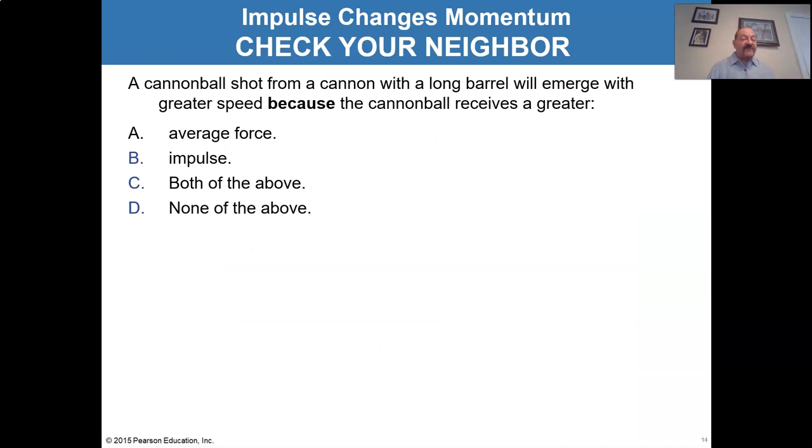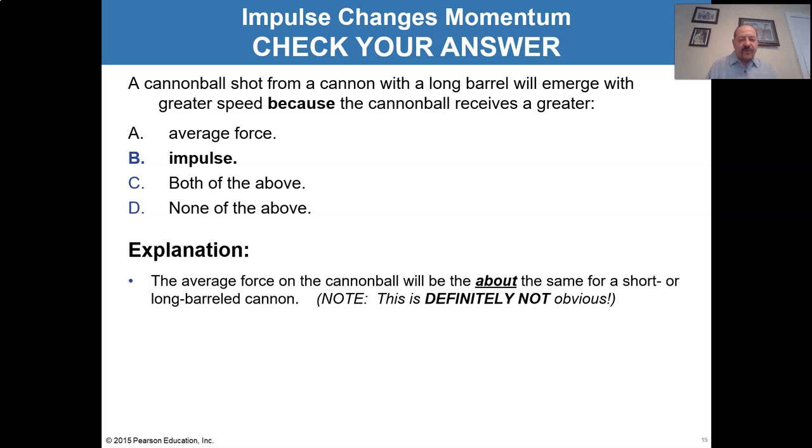A cannonball shot from a cannon with a long barrel will emerge with greater speed because the cannonball receives a greater: A, average force; B, impulse; C, both; D, none of the above. Well, first of all, this isn't completely obvious. I think you should realize it's definitely impulse. The question is, is it also average force?